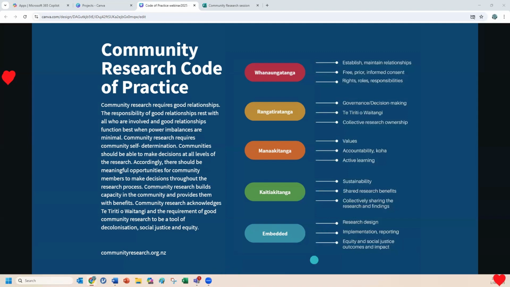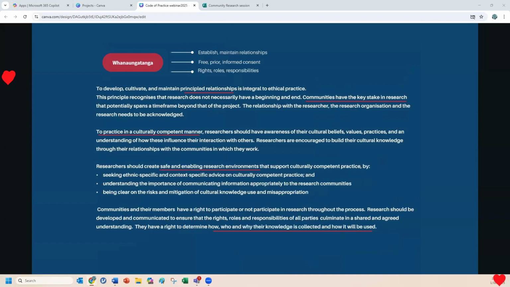So just to start off, I've done some little highlighting because it can be quite wordy to think about. Whanaungatanga is very much about relationships, principled relationships, and that's in recognizing that communities are the core of the research. I think of community research very much as a collaborative endeavor, where the relationship is about ensuring that there is that connection, that it is of benefit to communities, and that there are no surprises for communities in being involved in the research. So that's actually about authenticity in the relationship.